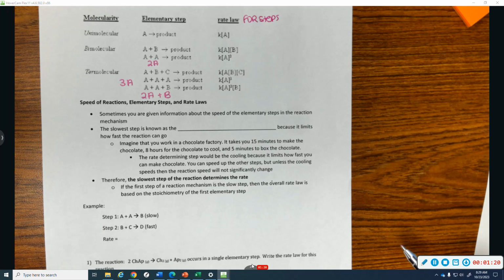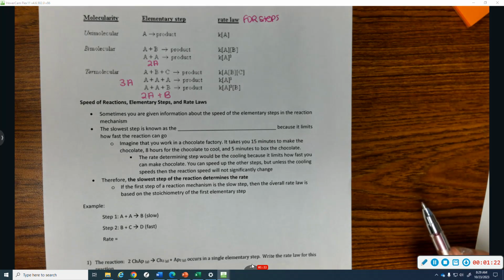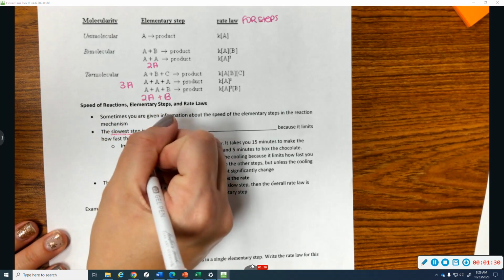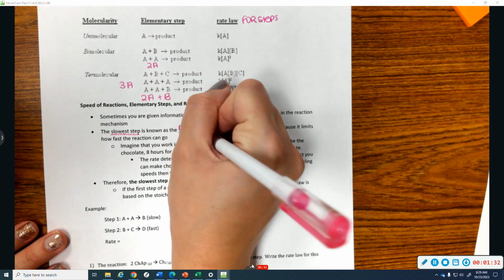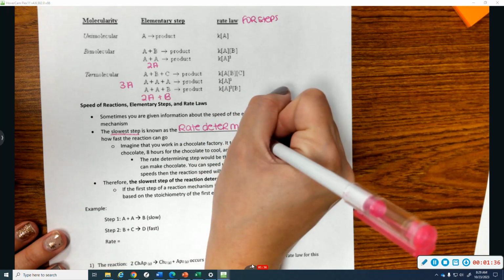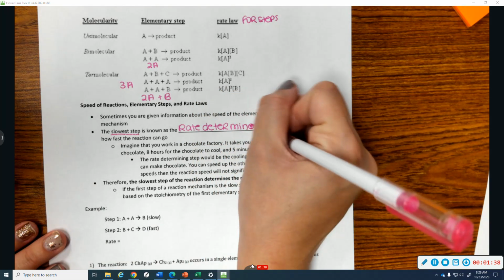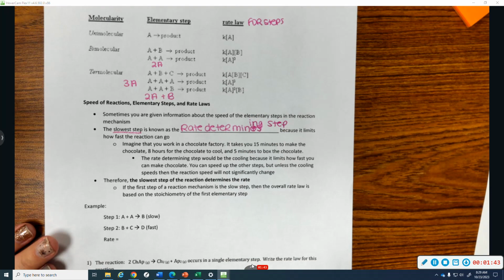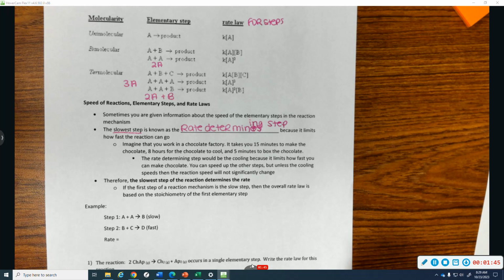So sometimes we're given information about the speed of the steps in a reaction mechanism, like you're told this step is slow, this step is fast. Your slowest step is known as the rate determining step because this one determines how fast the reaction can go. That should say rate determining step. I can't talk and write.